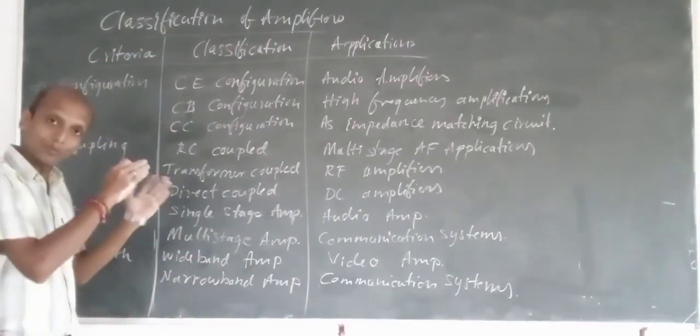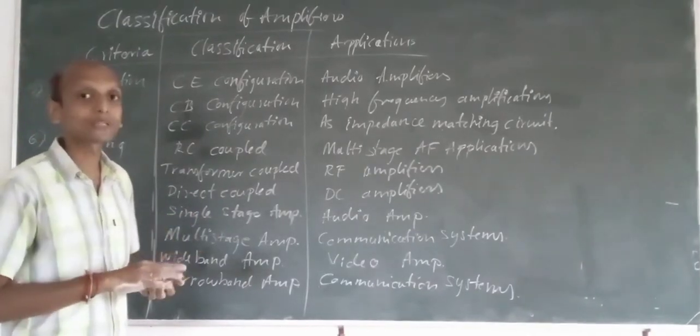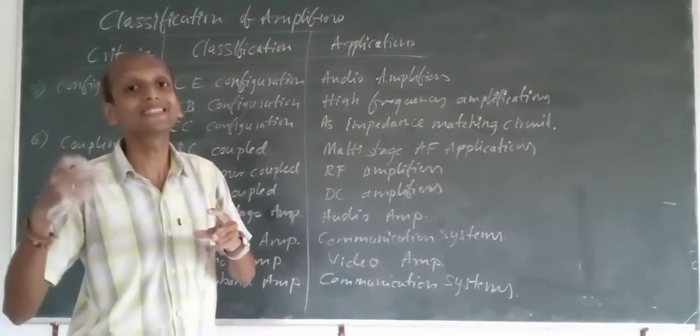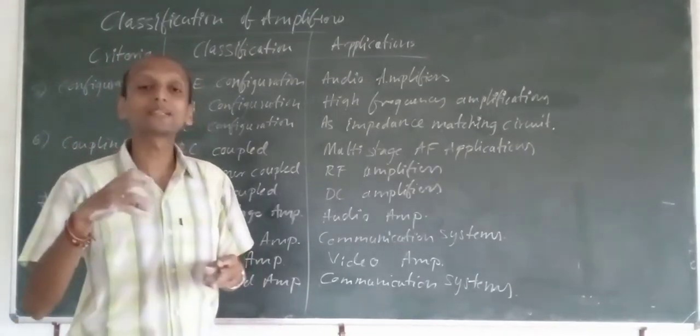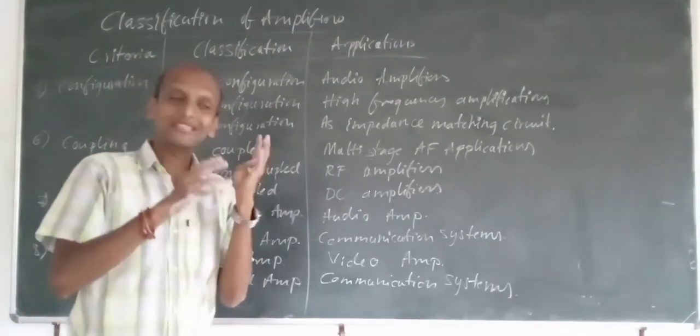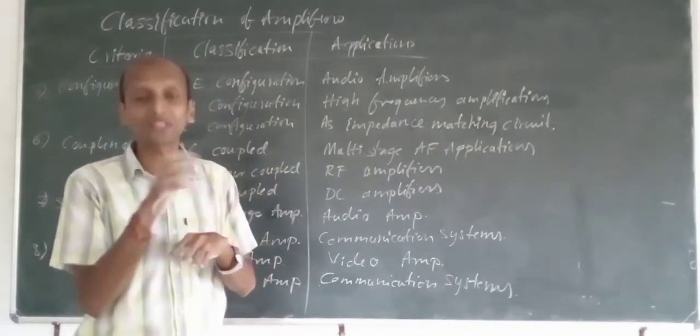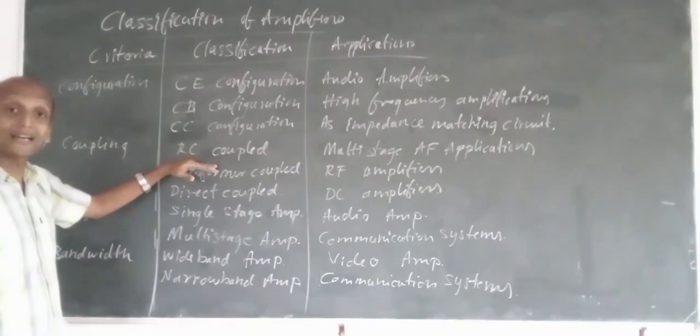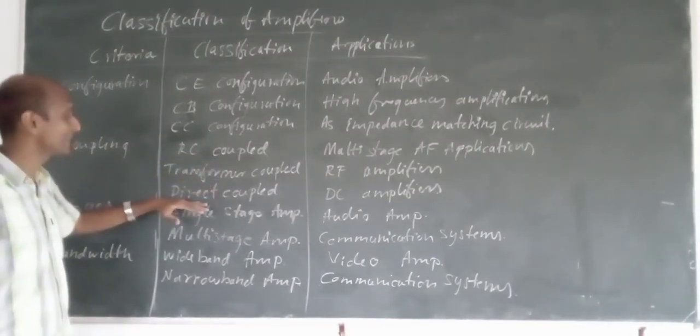We are connecting one thing to another, where one thing's output is connected to another thing's input. So there comes the coupler or coupling. We are connecting one circuit to the other circuit. So whatever coupling comes into the picture: RC coupled, transformer coupled and direct coupled.